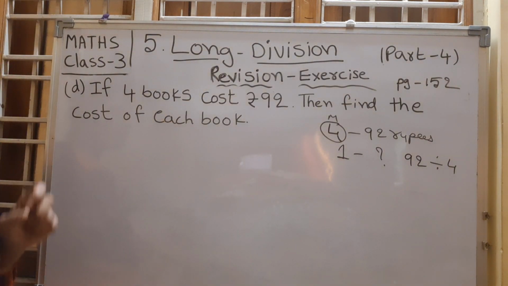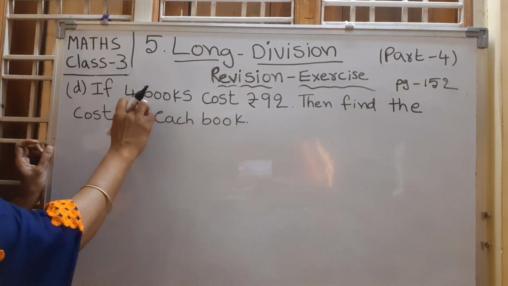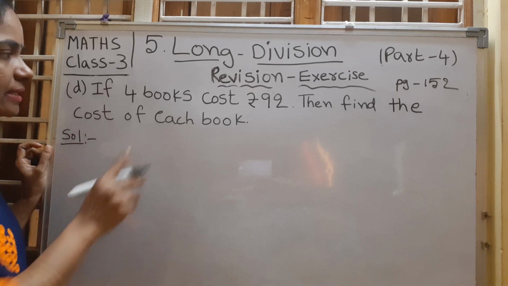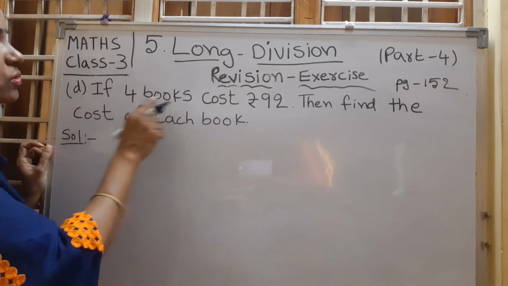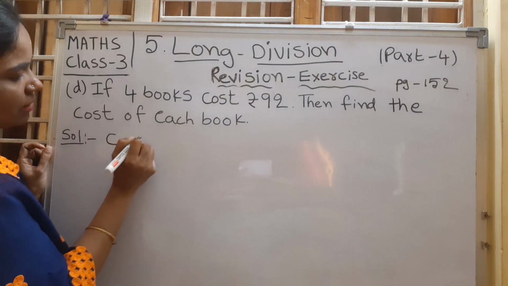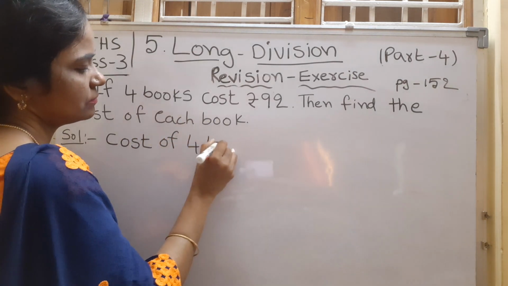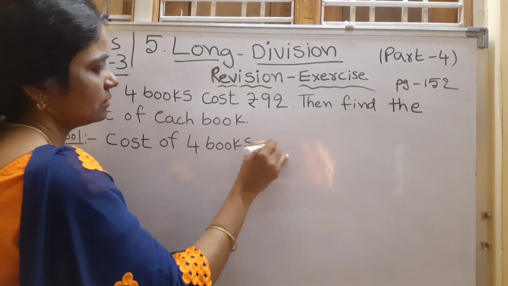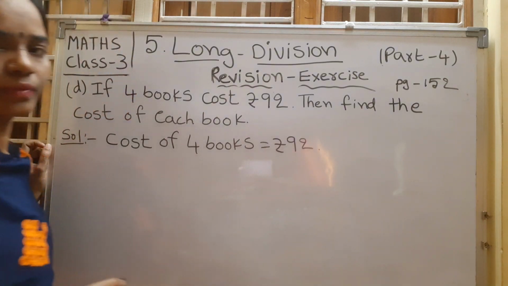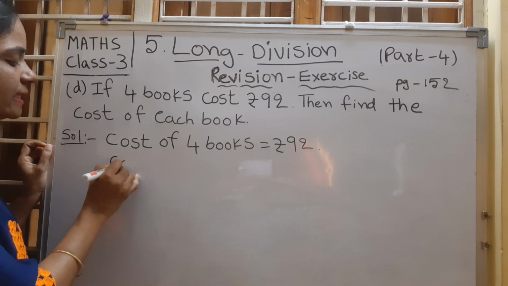So now coming to the word problem, children. First statement we have to write. What is our first statement? Cost of 4 books. Very good. Solution. The first statement from the first sentence: if 4 books cost is 92 rupees, write down cost of 4 books. How many rupees? 92 rupees. Then find the cost of each book becomes the second statement, that is cost of each book.